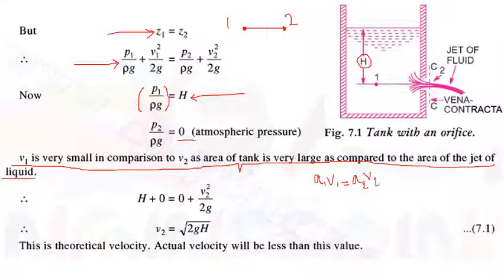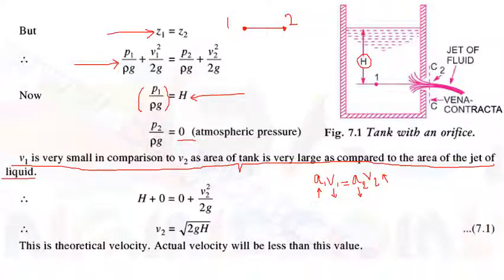So 1 is inside the tank. So A1 is the area of the tank, which is very high. Area of the orifice is very small. So velocity at tank is very low, or velocity inside the tank is very low, and velocity outside the tank or velocity of the jet of fluid is very high. So V1 is very less in compared to V2. So we can take V1 as 0.